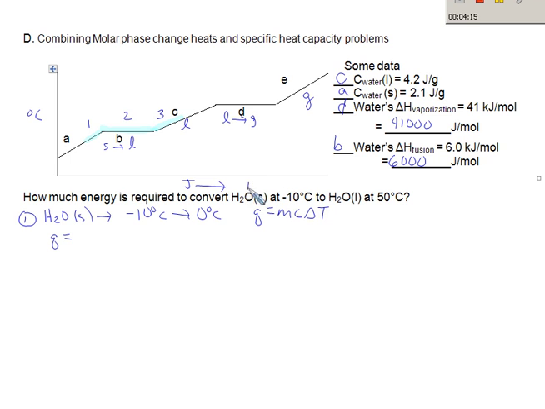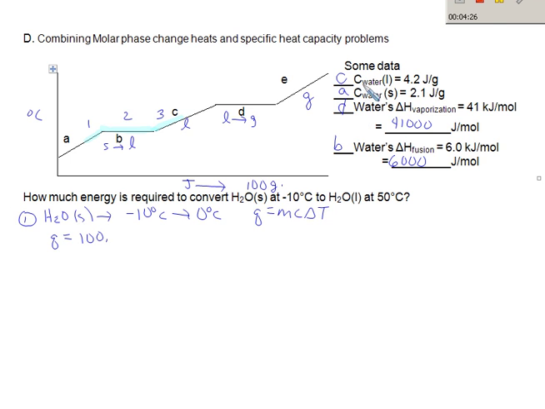Let's say that this is 100 grams of water. All right, I should have specified the mass to start with. So we're going to have 100 grams of water. So Q equals 100, and let's put a decimal point over there just to give us some significant figures to work with. Q equals 100.